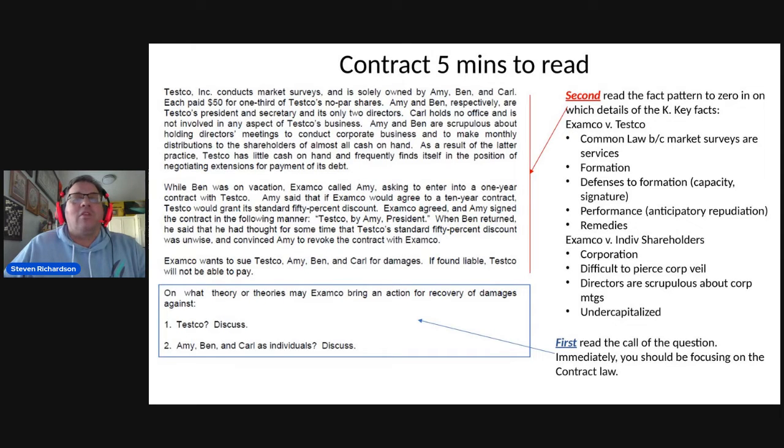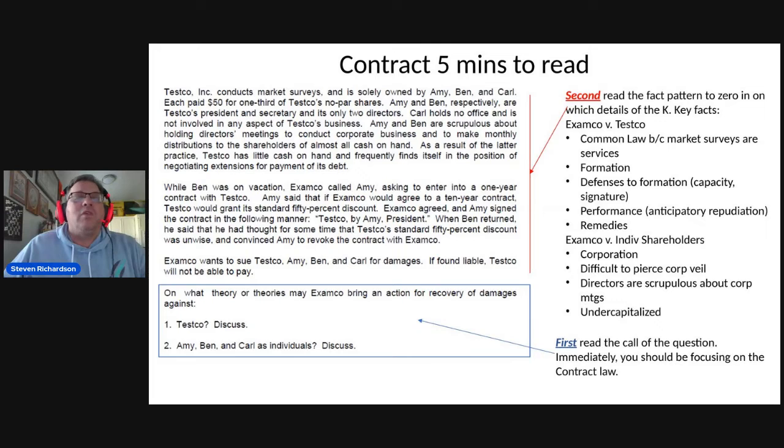While Ben was on vacation, Examco called Amy asking to enter into a one-year contract with Tesco. Amy said that if Examco would agree to a 10-year contract, Tesco would grant its standard 50% discount. Okay, so we're on terms here: offer, counter offer. Examco agreed and Amy signed the contract. Okay, so there's acceptance, and the consideration is probably money for services. She signed it in the following manner: Tesco by Amy, president. It's kind of strange. Usually you sign your signature.